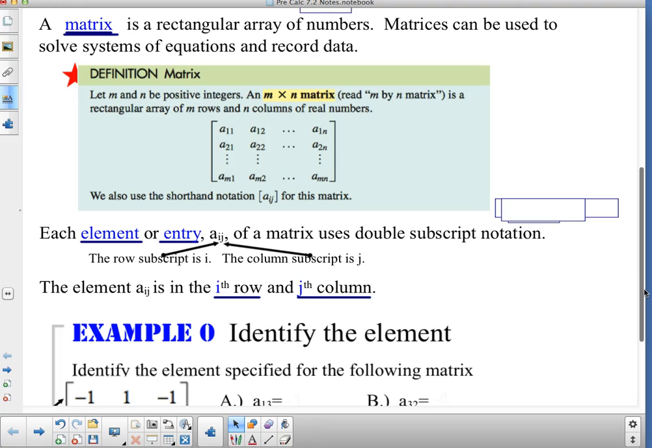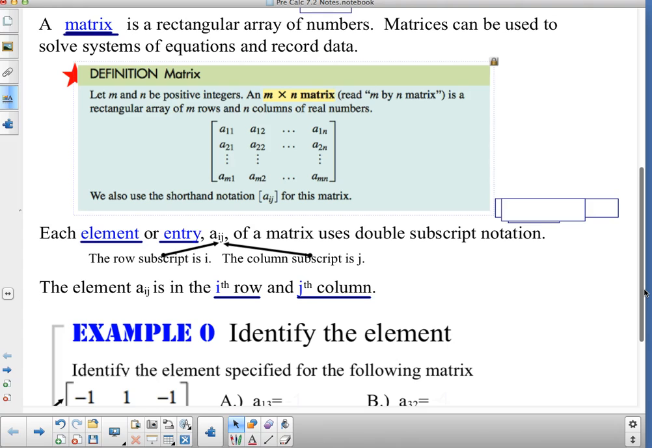Now keep in mind, let M and N be positive integers. An M by N matrix is a rectangular array of M rows and N columns of real numbers. We also use the shorthand Aij for this matrix, and row, column is always the order. Each element or entry of a matrix uses double subscript notation. The row subscript is i and the column subscript is j.